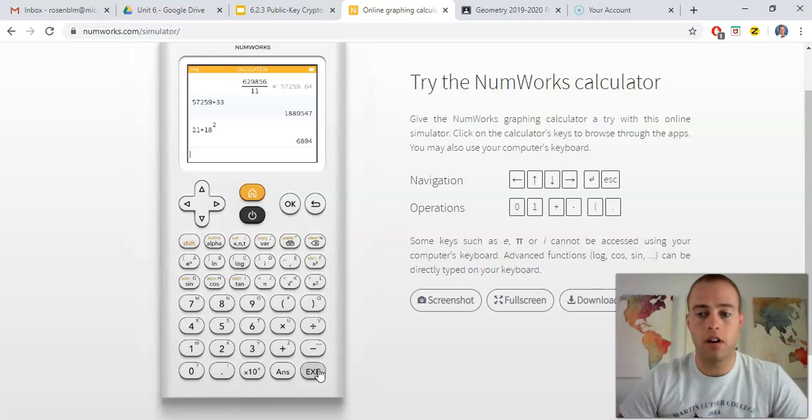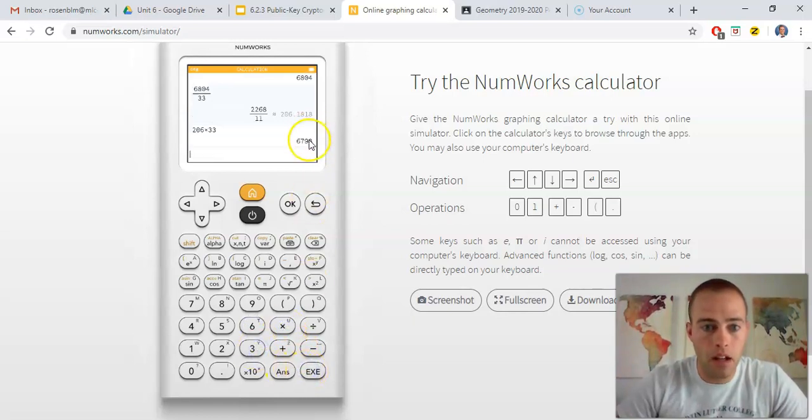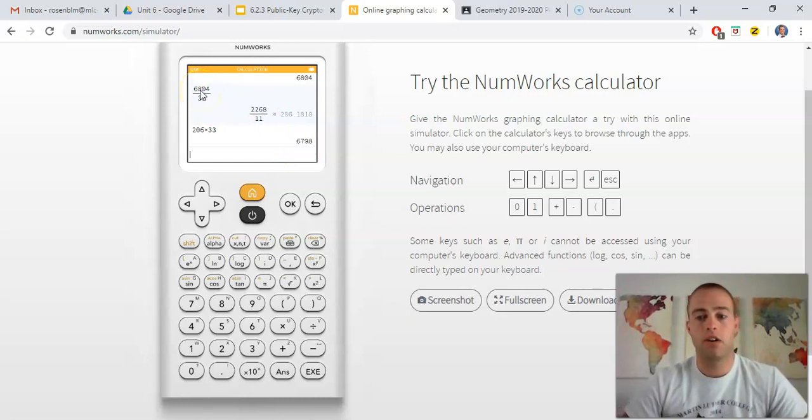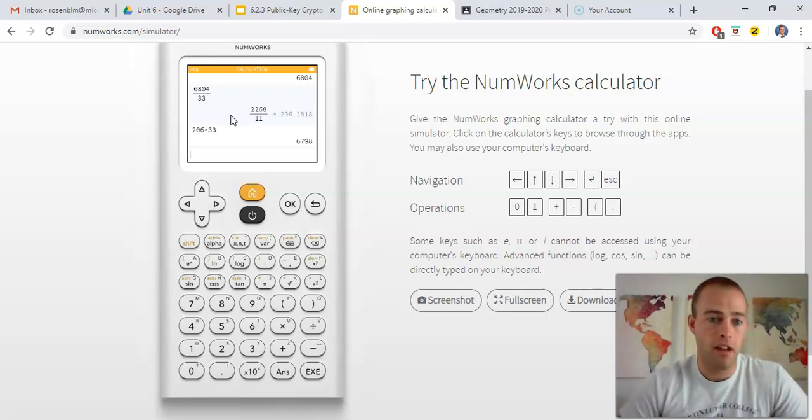Now I have accounted for all 7 of my 18s. Now I'm going to divide this by 33 and figure out what my remainder is. 206 times 33. Looks like I have a remainder of 6. So my decrypted number is going to be 6. And that's a good thing because we know it should have been 6 because that's what we started out with. So 6 we're going to convert back to the F. And we've got one of our 4 letters.